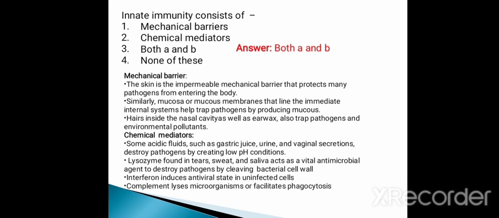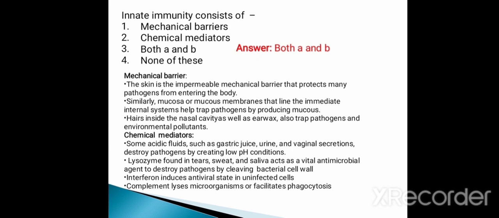The mechanical barrier. The skin is an impermeable mechanical barrier that protects against many pathogens entering the body. Similarly, mucosa or mucous membrane that lines the internal systems helps trap pathogens by producing mucus. Hair inside the nasal cavity as well as earwax also trap pathogens and environmental pollutants.